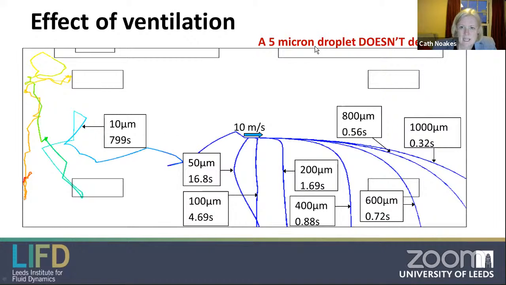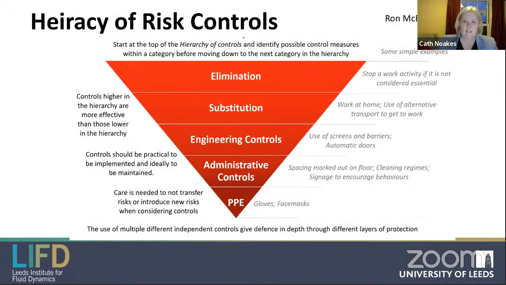So I think the take-home message is we need to think a lot more about this continuum of aerosols and droplets, and the classical statement that a 5 micron droplet deposits in a meter is untrue. It doesn't. Physics just says that doesn't happen. So that's some of the physics of it.